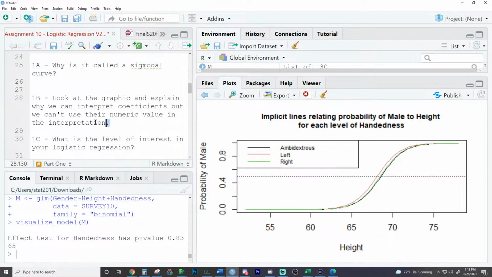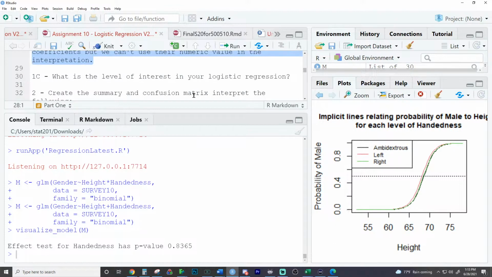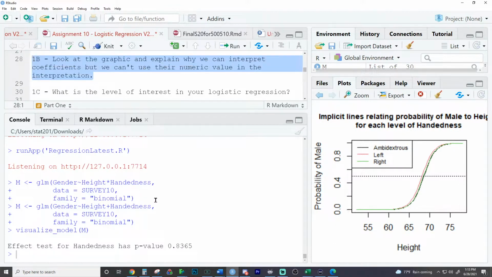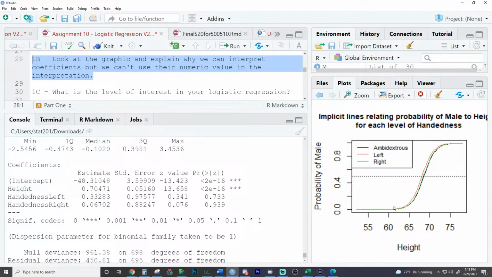Look at the graphic and explain why you can't interpret the coefficients. We do not mention the numeric value of the coefficient. This is a huge thing we need to know, and I was trying to drop major important things right here. Why can you not interpret this value right here? We will interpret the sign of the coefficient, but why can you not interpret this value of the coefficient right here? Why can that value of logistic not be interpreted?